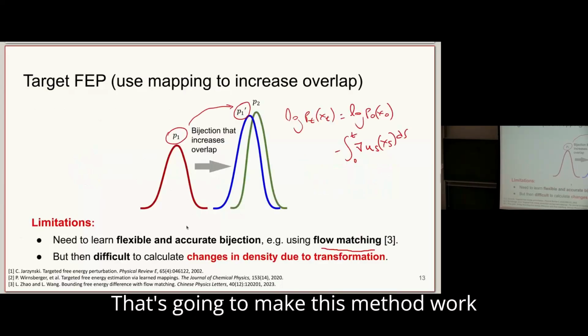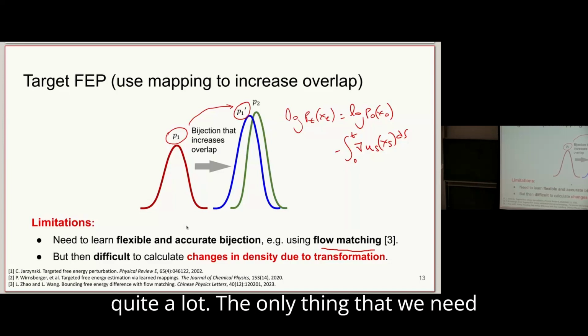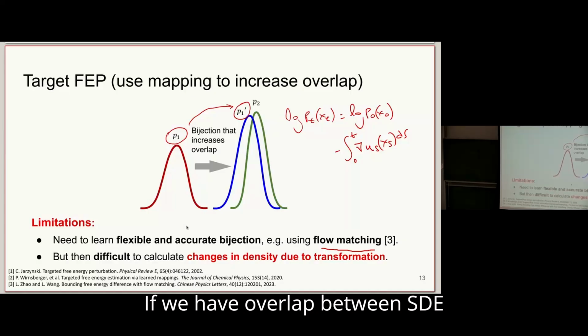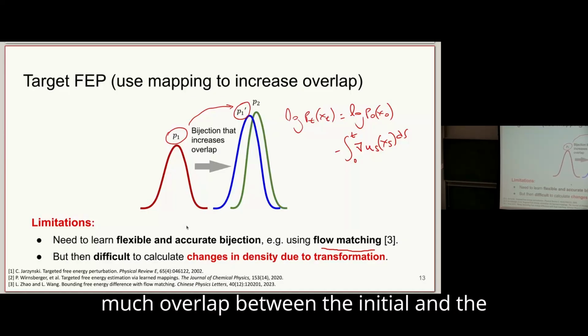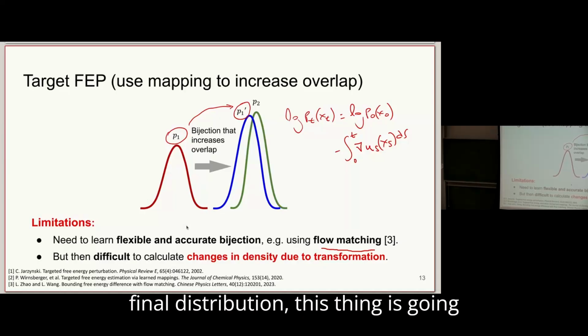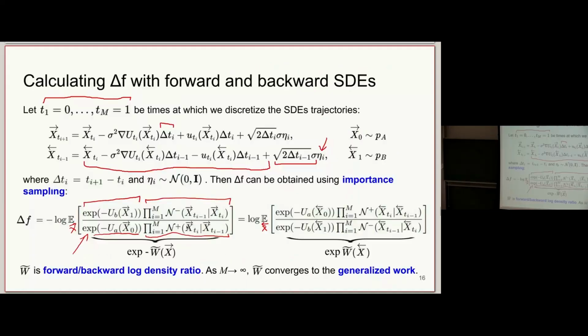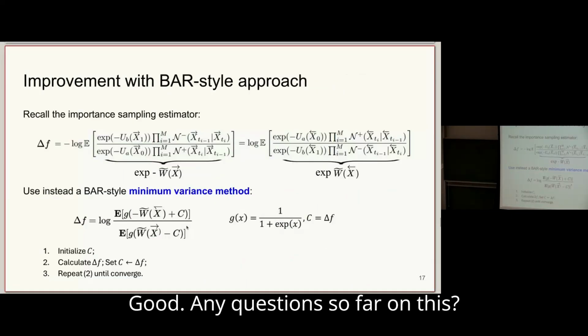That's going to make this method work quite a lot. The only thing that we need is some overlap between SDE trajectories. If we have overlap between SDE trajectories, even if there is not so much overlap between the initial and the final distribution, this thing is going to work. Good. Any questions so far on this?